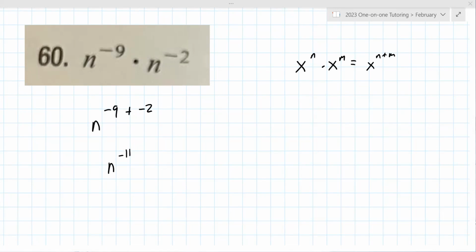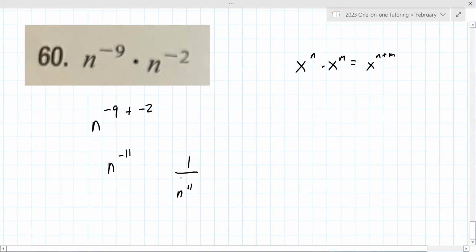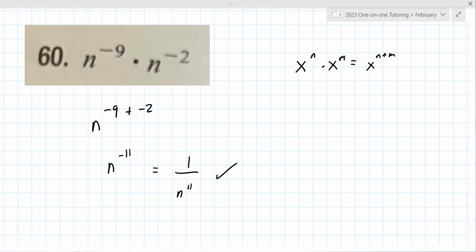Oh, 1 over n to the 11th power. Yes, okay. Very good. I didn't see it was a negative at first. Yeah, you're like, why do we need to rewrite it? Yeah, no negative exponents. Yes.